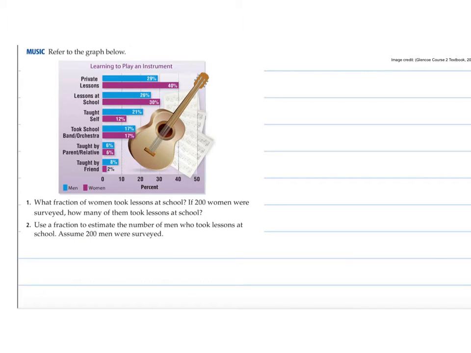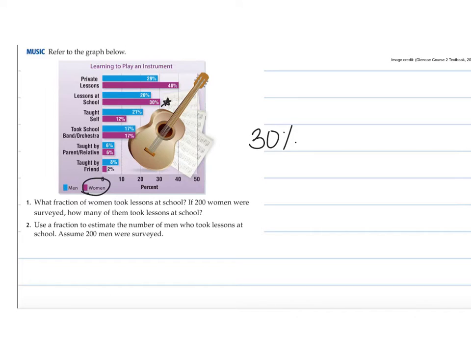All right, so we are looking at this graph here about learning to play an instrument and the different types of ways that you could learn. So private lessons, taught by yourself, taught by a friend. The blue is men and the purple is women. Our first question here is what fraction of women took lessons at school? And if we go to lessons at school and women is in purple, that's right here at 30%.